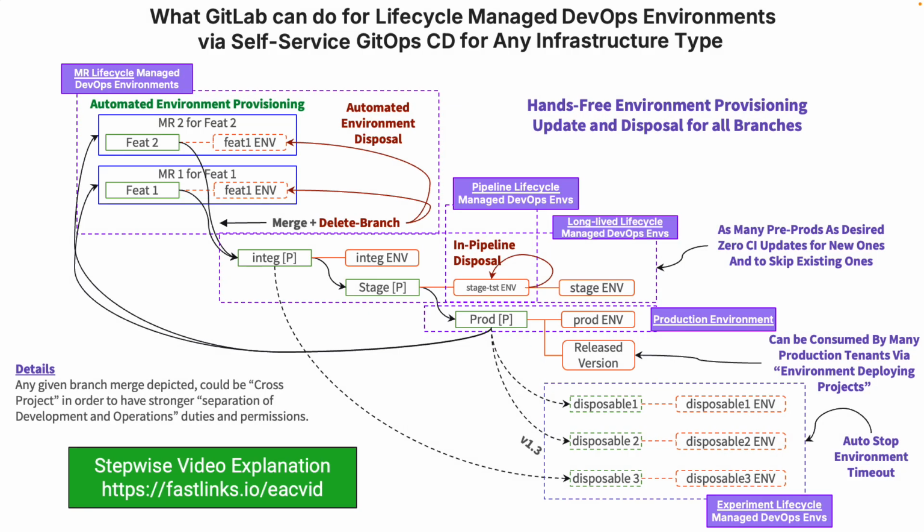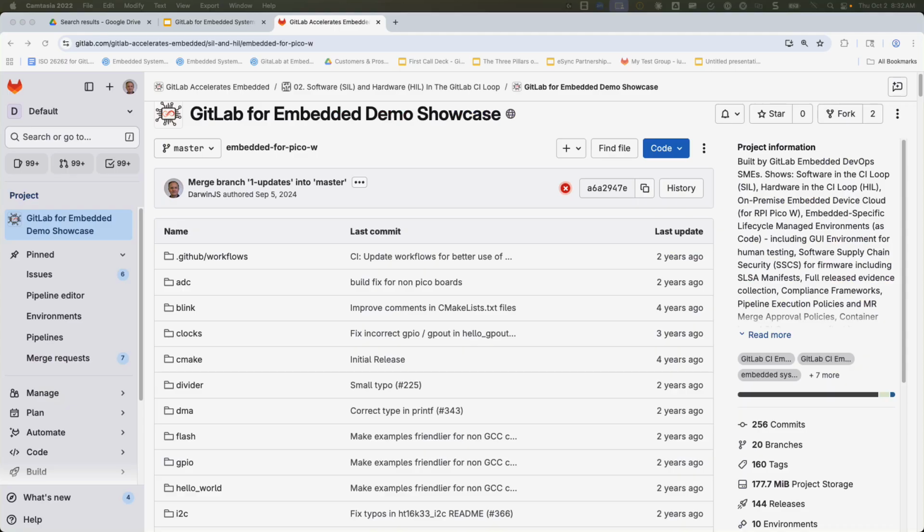Just wanted to make one quick note. We have talked about merge request lifecycle managed environments, which on this diagram is the upper left dotted square with the purple label. There are many other things you can do once you have environments as code built into your project inside of GitLab. You can do a lot of other cool environment things. I'm just going to leave it to your exploration. If you want to look at this, in the green box is the URL to watch a video that unpacks this slide slowly and explains each of these different ways in which you can use environments.